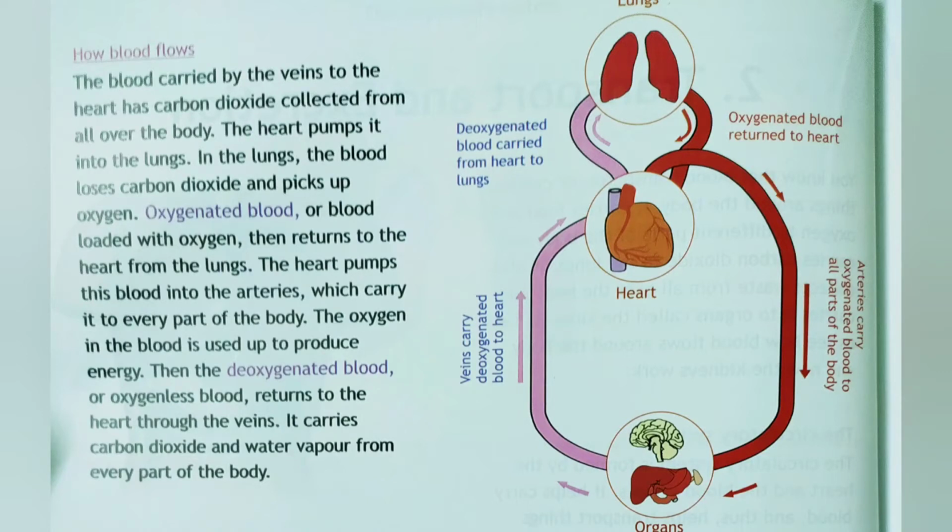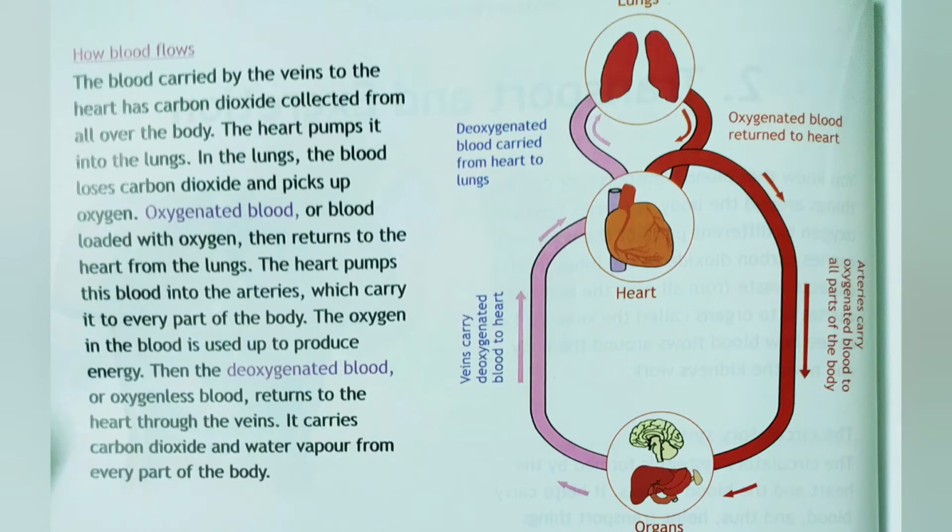So what happens first is the deoxygenated blood from every part of the body. So what is deoxygenated blood? The oxygen-less blood, or the blood which is rich in carbon dioxide, is called deoxygenated blood. So the deoxygenated blood from different parts of the body is carried by the veins to the heart, and from the heart the deoxygenated blood is pumped to the lungs for oxygenation.